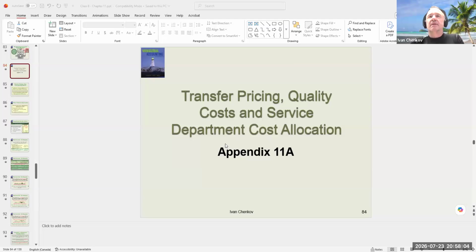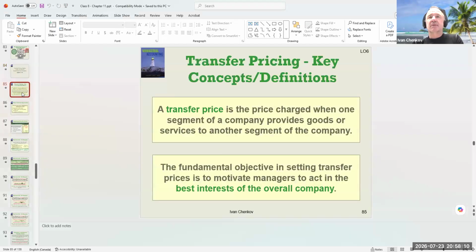Transfer pricing. Only transfer pricing; cost of quality and service department allocation cost we're not going to spend time on. Transfer pricing is charged when one segment of the company provides goods or services to another segment in the same company. So the transfer pricing is not related to third parties. The transfer pricing can happen only in a company that has different departments.